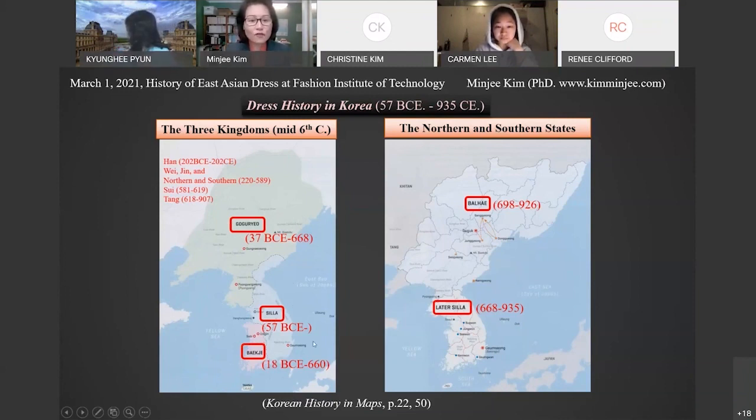And Silla got to unify the Three Kingdoms in the mid-7th century, and then Silla achieved the unification. However, territory-wise, it was limited to just the southern part of the Korean Peninsula. So 30 years later, Balhae was established in 698, and they formed the two states, the Northern and Southern States period. During this time in China, the dynasties were the Han Dynasty, the Wei Jin Northern and Southern States Dynasty, the Sui Dynasty and the Tang Dynasty. So don't be confused between the Chinese Northern and Southern States period and Korean history's Northern and Southern States period. Those are different.